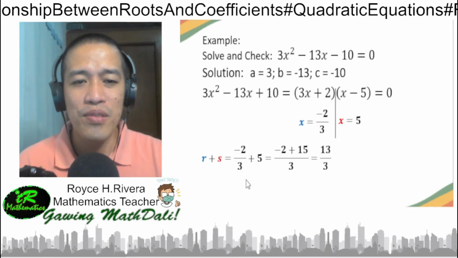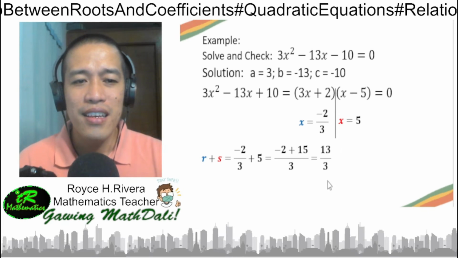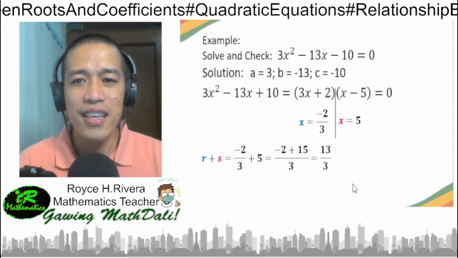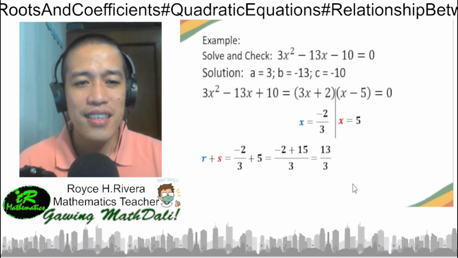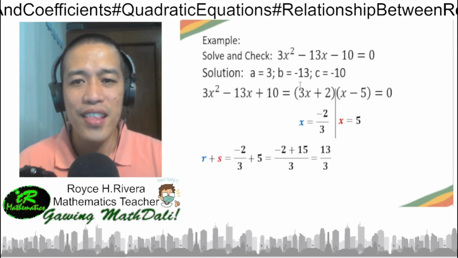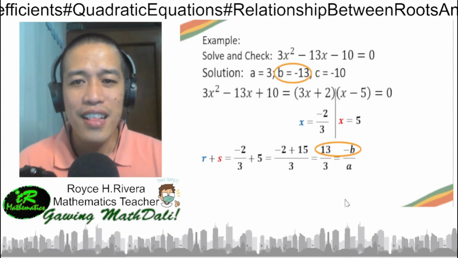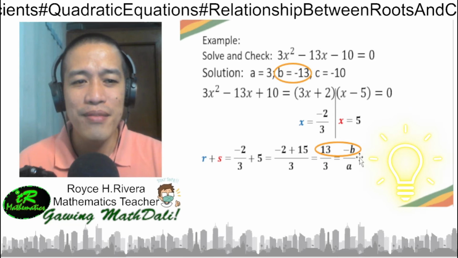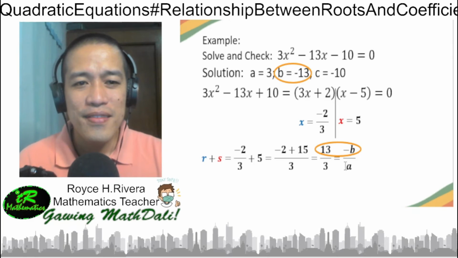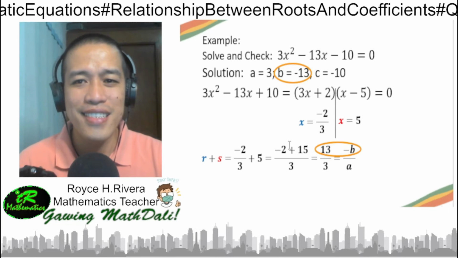Getting the sum of negative 2 over 3 and 5, we have negative 2 plus 15 all over 3, and that is equal to 13 over 3. The sum of the roots is the negative coefficient of x. From the equation, the coefficient of x is negative 13. From the result, we obtain 13, which is the negative of b. So we have verified that the sum of the roots is the negative coefficient of x.